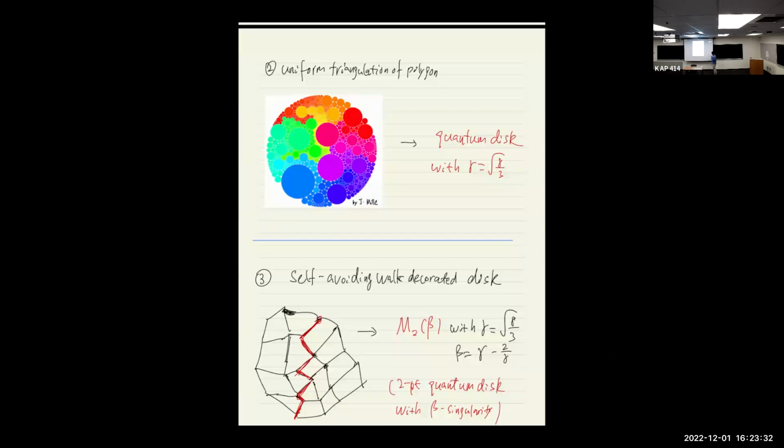And the scaling limit of this surface is what people call a two-pointed quantum disk with a certain weight. And this beta can be completely uniform. So basically, this is a way of sampling some random surface with two boundary marked points.